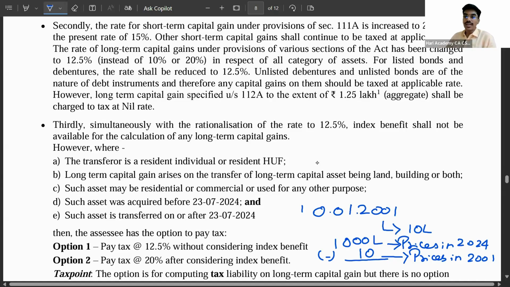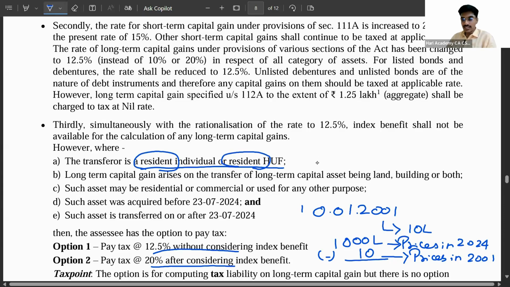Now the assessee has an option whether to pay under the new tax capital gains regime. It is either 12.5% without indexation benefit or 20% with indexation benefit. However, there are certain other conditions which have to be satisfied. First one is, it is available only to a resident individual and HUF. It is not available for company, AOP, BOI, and it is also not available for non-residents. This is applicable only for residents.